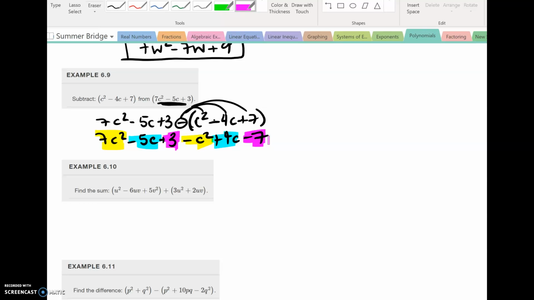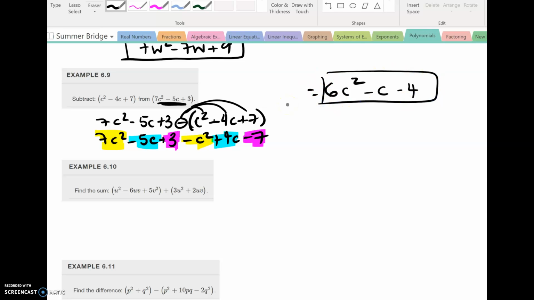So now let's go ahead and combine my like terms. 7c squared minus c squared is going to equal 6c squared. Then I'm going to do negative 5c plus 4c, and that's a negative c. And then I have 3 minus 7 is a negative 4. And that is that next example.